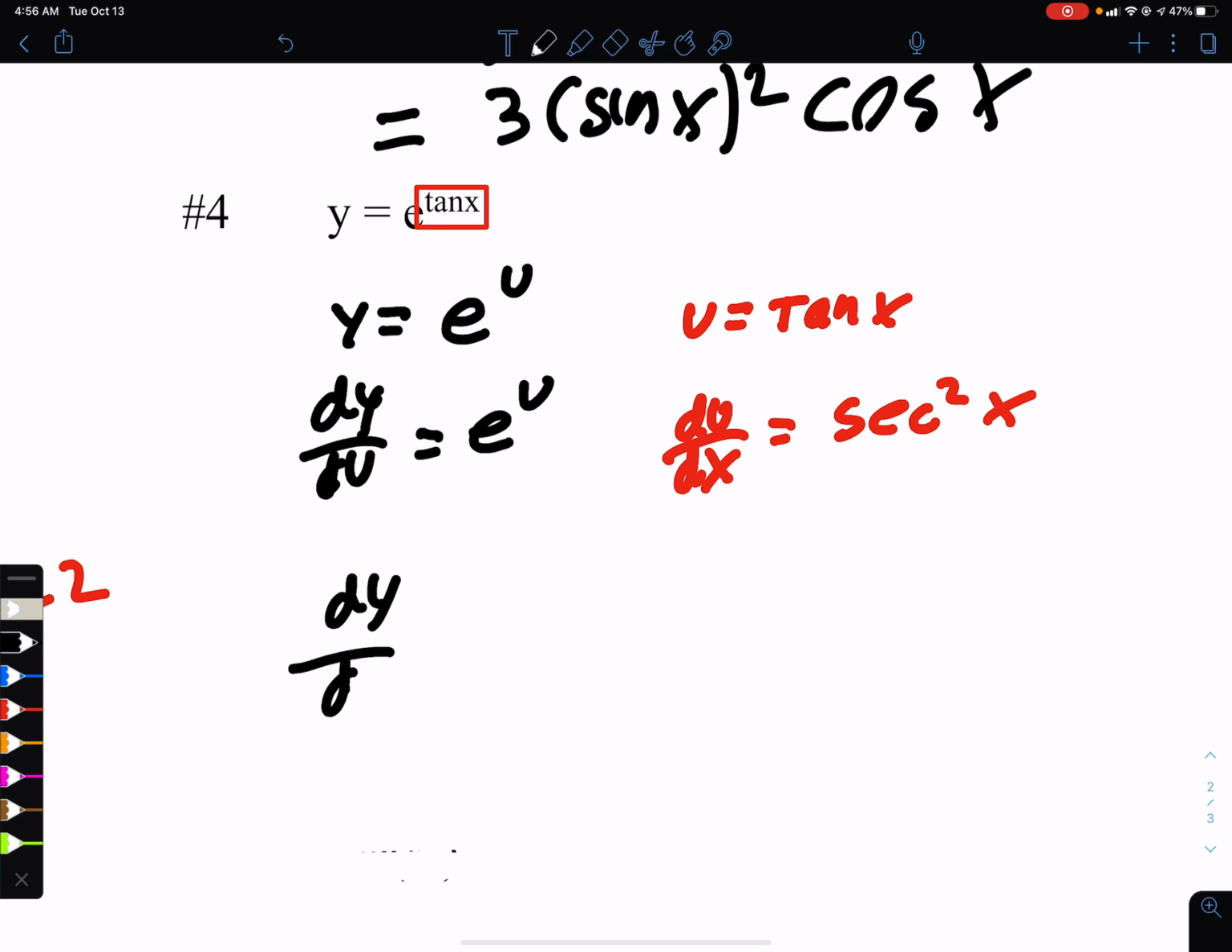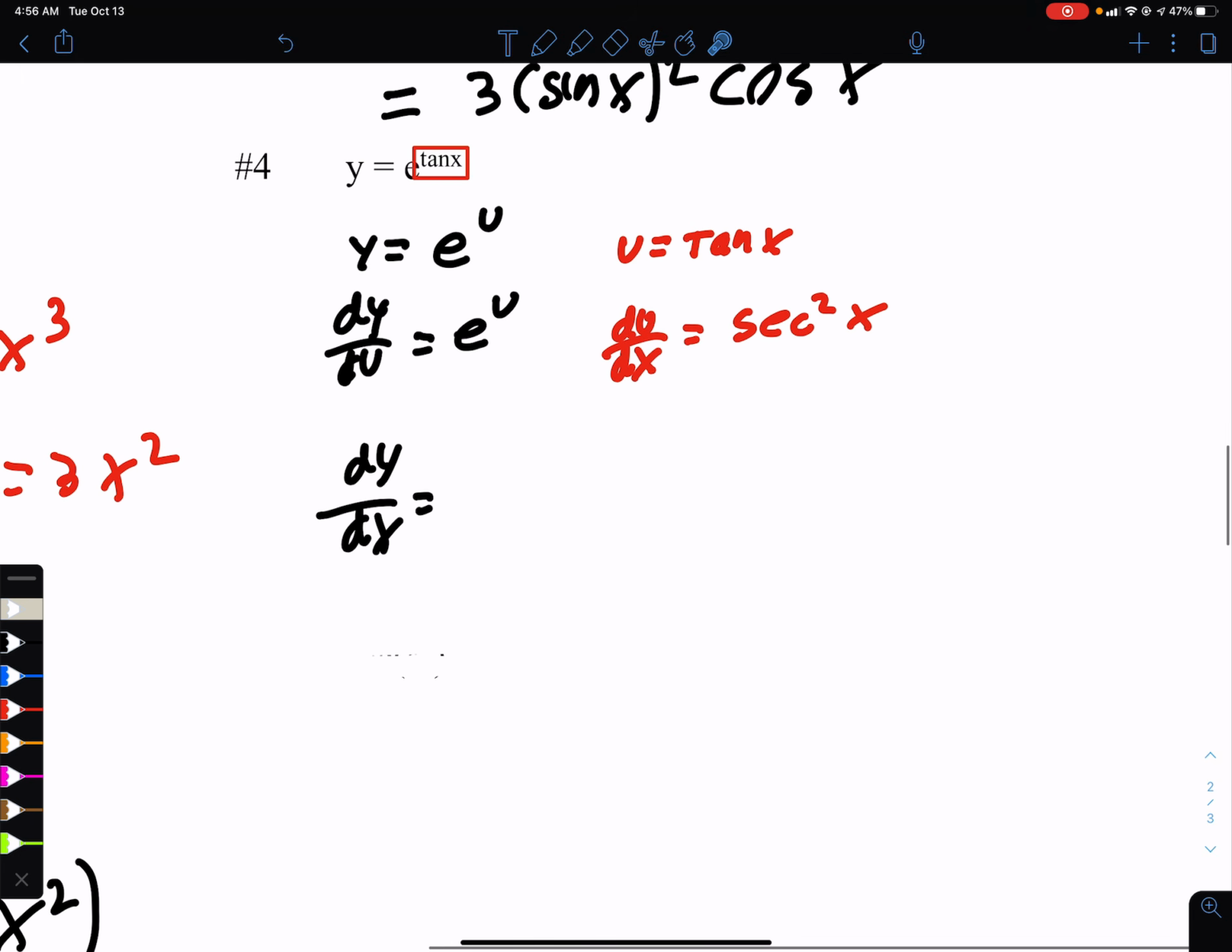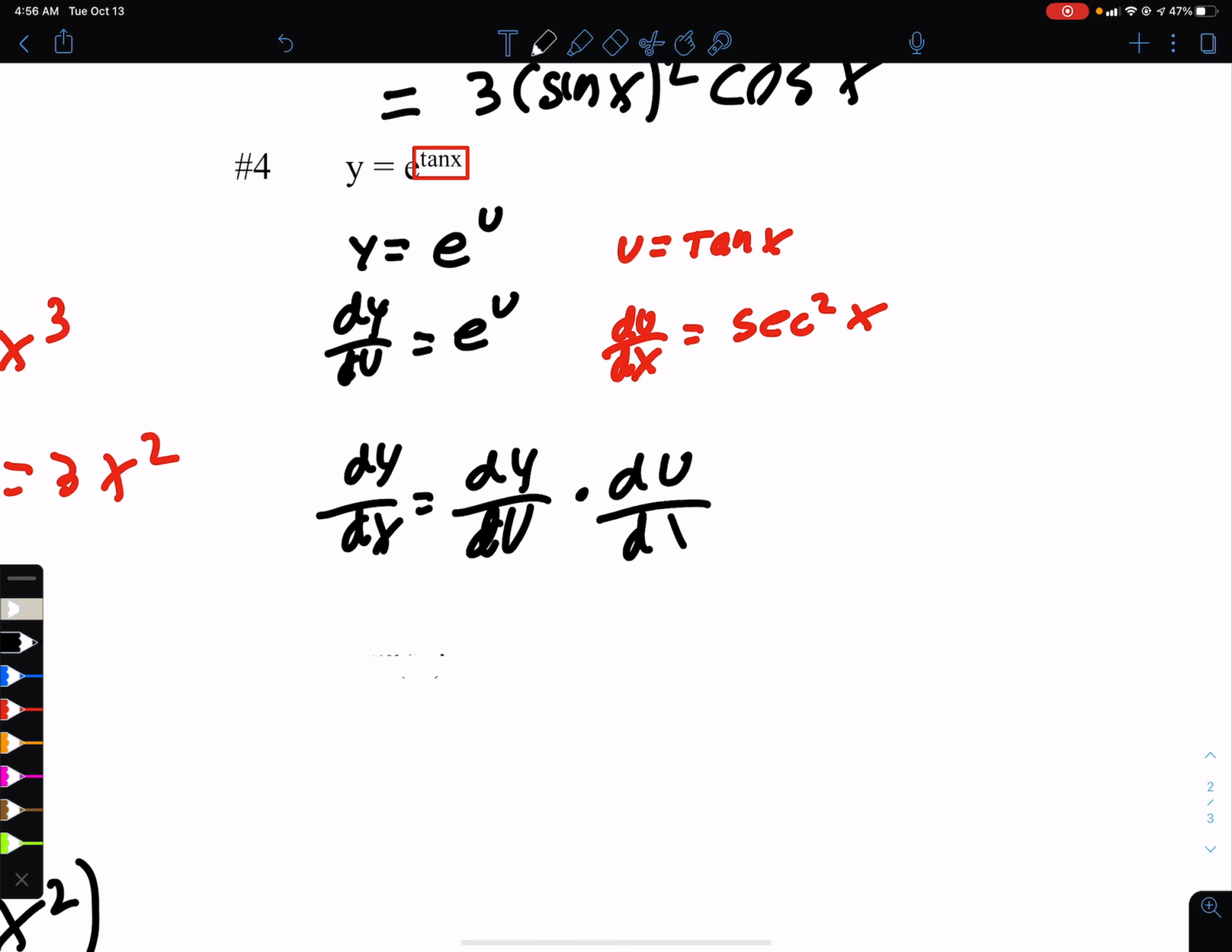So we want dy/dx. Why dy/dx? Because y is our function, x is our variable. So dy/dx is what we're trying to find. Now let me do the chain. We want dy on top. Well, there's a dy. So dy/du is what I have, so I can use that. I want dx on the bottom. There's a dx on the bottom. So I can do du/dx.